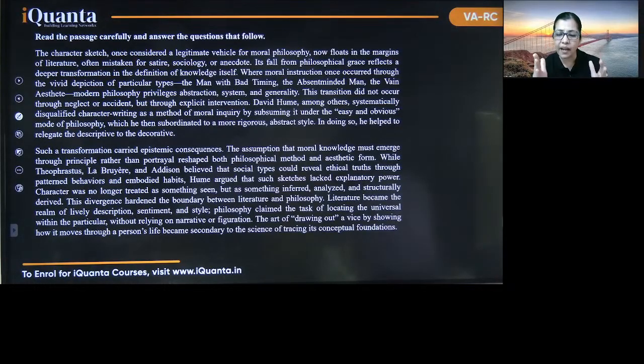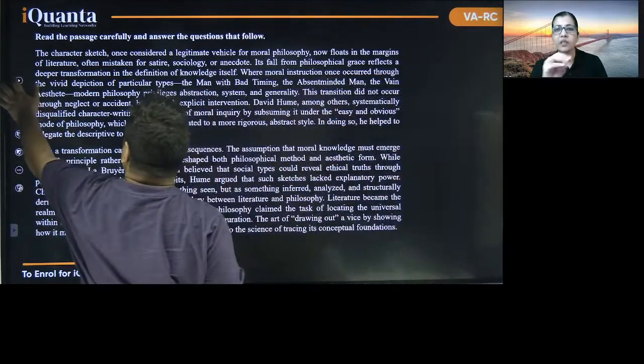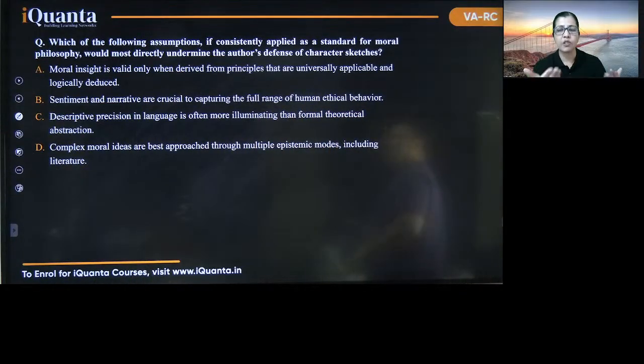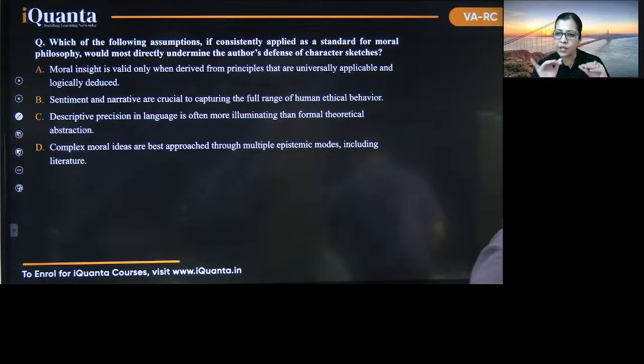So demotion of character sketch was the main idea of this passage. Now it had 4 questions, the first question was on assumption. And I strongly recommend leaving this question. Not because you can't do it, not because I can't explain it, but because it's going to take you a lot of time. So the first question should be left. The second one was moderate. I'll tell you why.